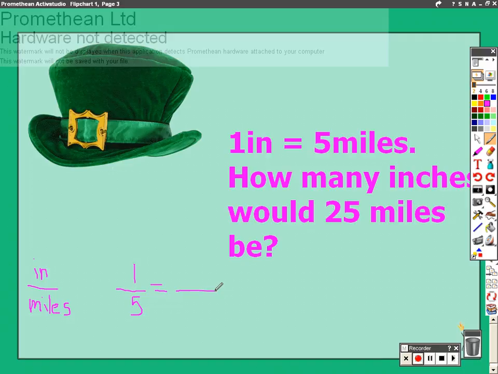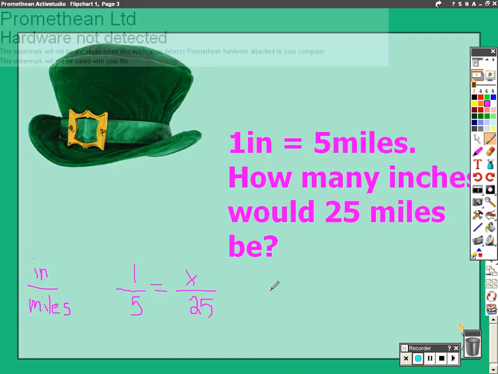So is miles a numerator or a denominator? Go back to your formula. Miles is a denominator. So because I see the word miles, 25 is going to be the bottom number. And I'm going to put an X here. Now I have a proportion, and I can cross multiply and solve.